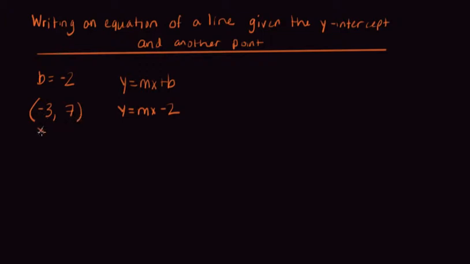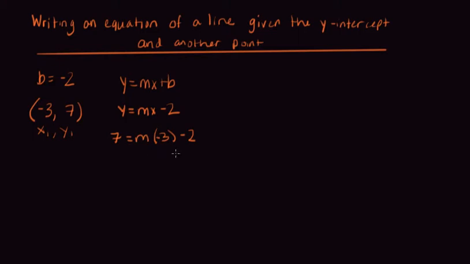So this could be x1, y1. We can actually plug this in for x and plug this in for y and use that to find m. So we would put in 7 for y equals m times negative 3 for x minus 2. Now again, this isn't going to give us the equation of the line, because the equation of the line needs a general y and a general x. But we can use the specific x and the specific y in this equation to solve for m.